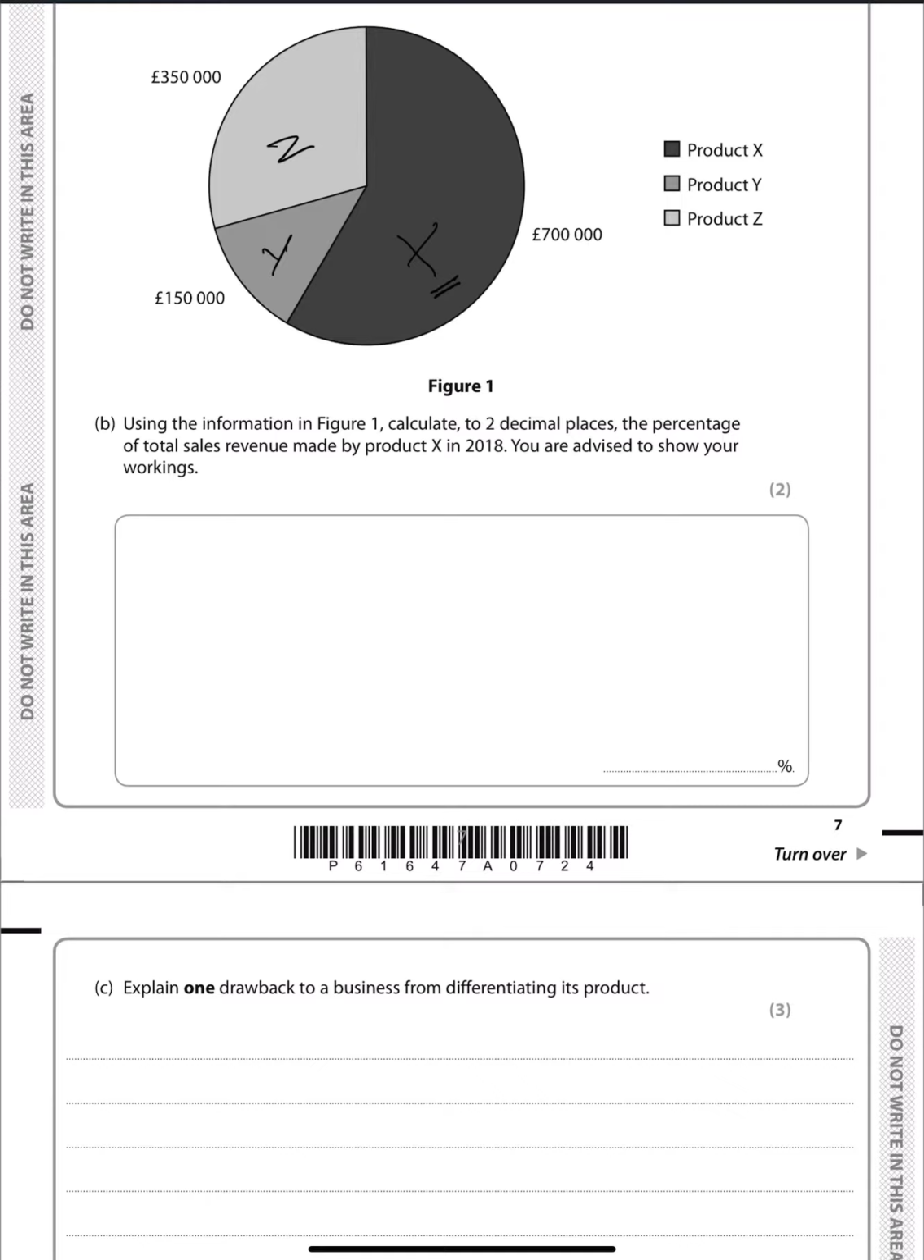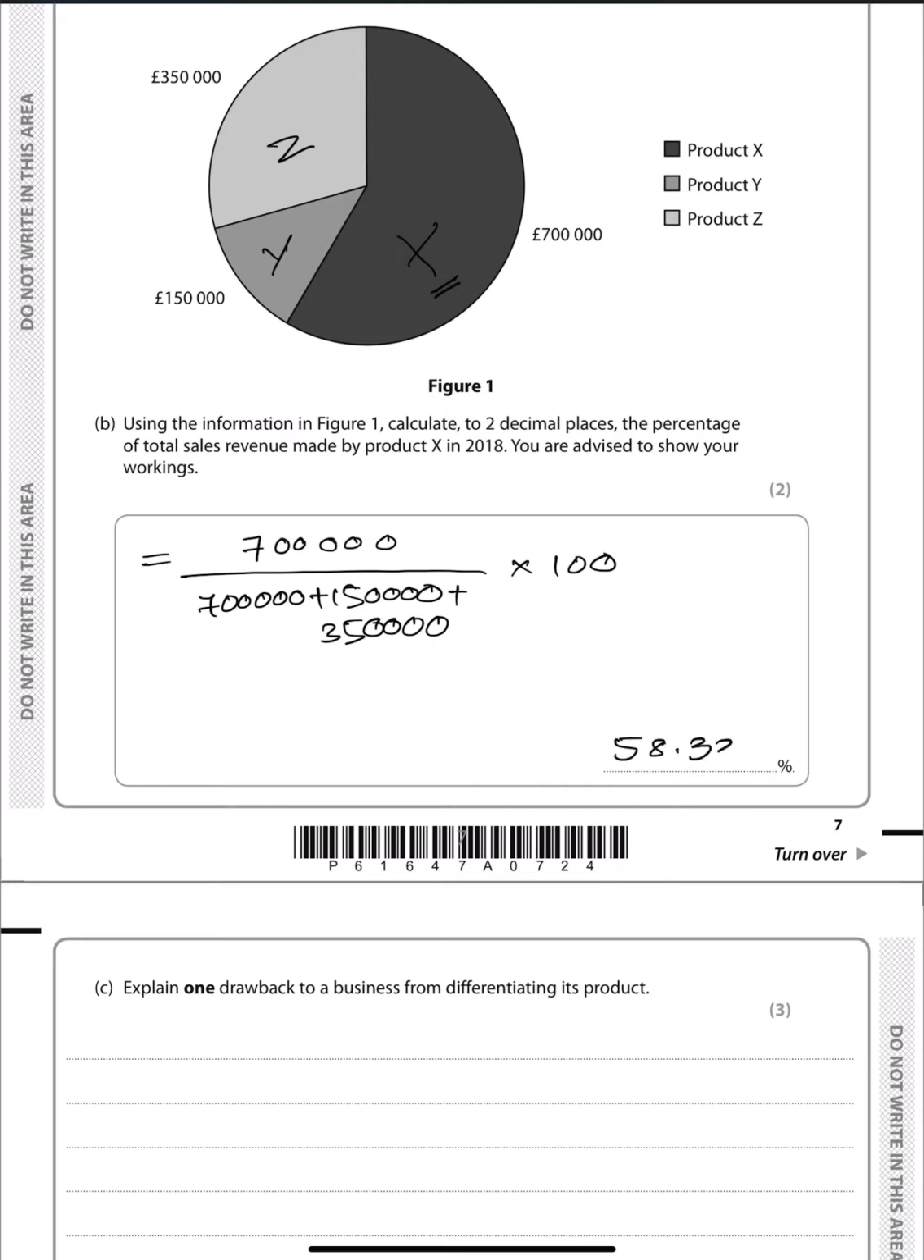So it will be, so how much product X made, the numerator will be 700,000, and we are asked to calculate it as a percentage of the total sales revenue of the business. So the total sales revenue of the business is 700,000 plus 150,000 plus 350,000, because this is my total sales, times 100 to make it into percent, and after you calculate, the answer comes 58.33.